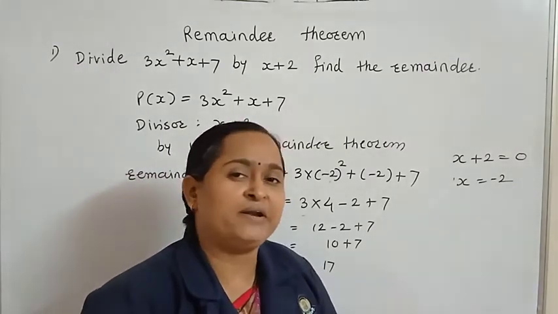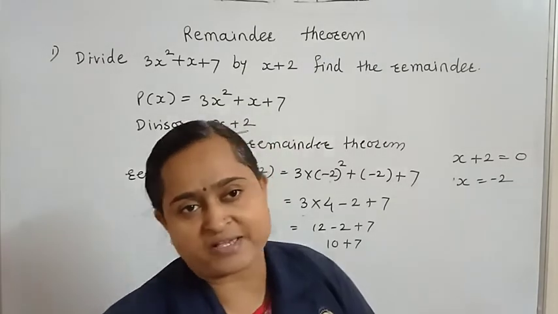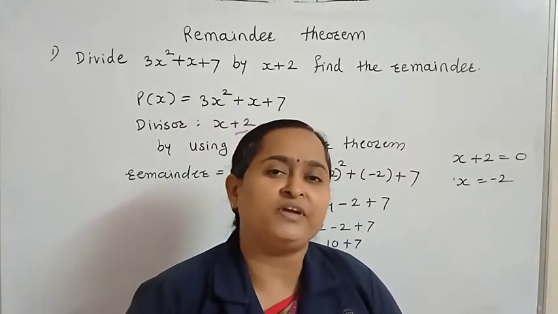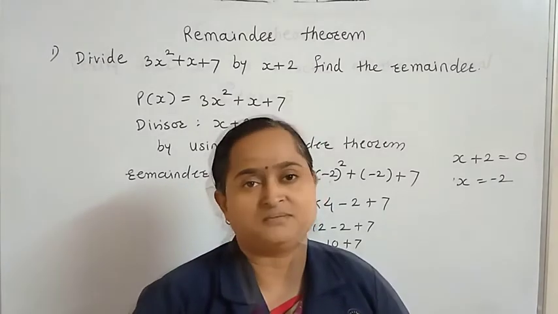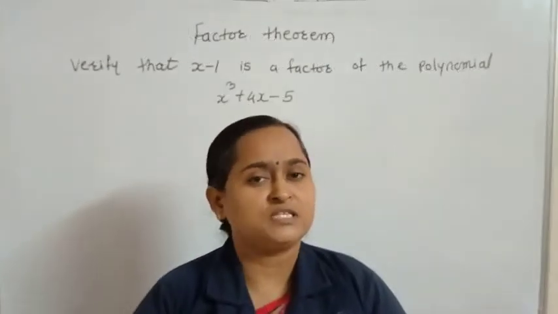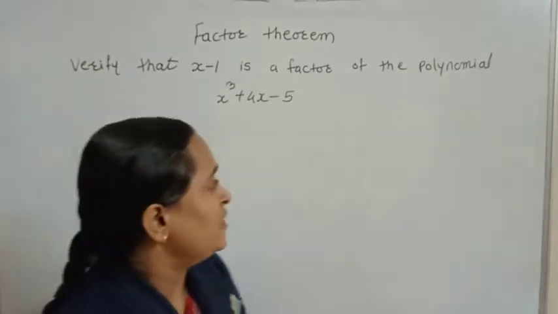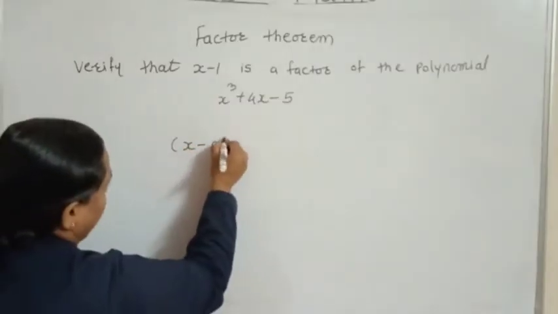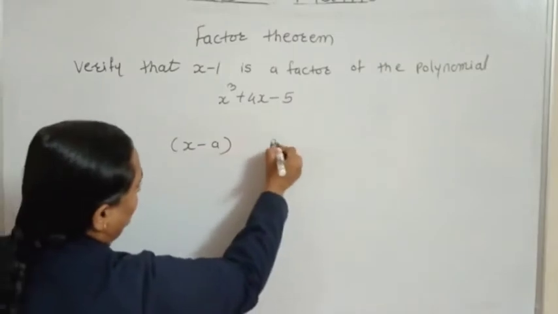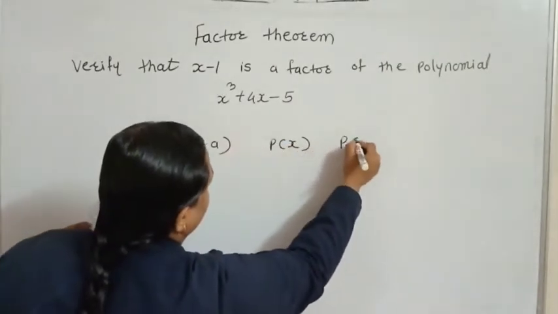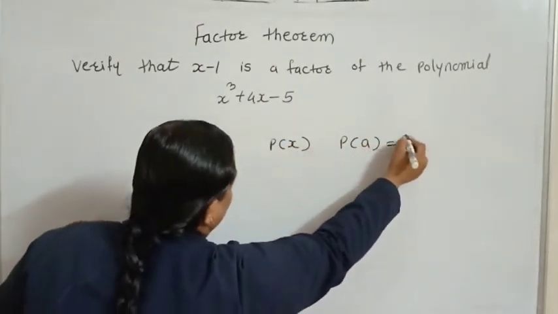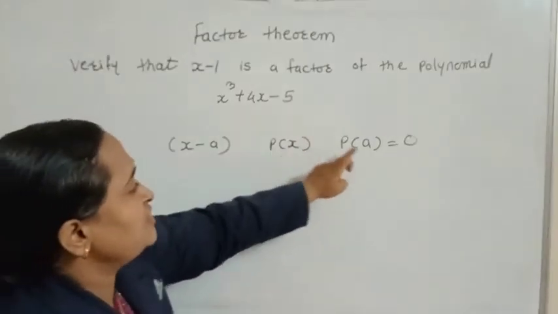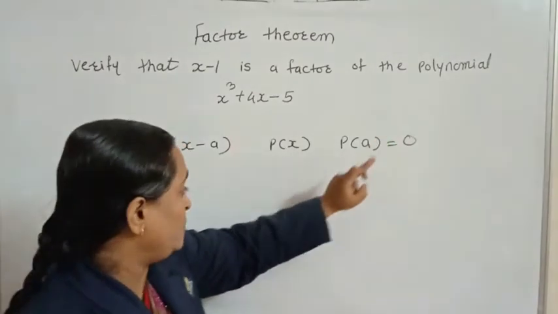Now see again, remainder theorem is what? If p of x is divided by x minus a, then p of a is the remainder. Next we will see factor theorem. Now see what is factor theorem. Suppose x minus a is a factor of p of x, then p of a is equal to 0. If x minus a is a factor of p of x, then p of a is equal to 0.